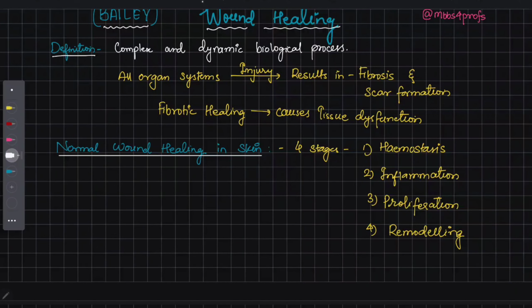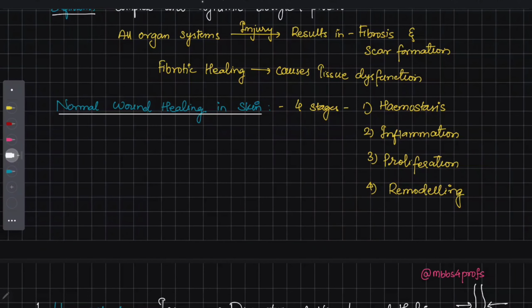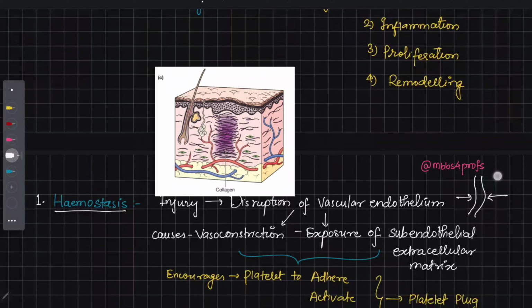Now we will study how normal wound healing takes place in the skin. Normal wound healing takes place in 4 stages. First is hemostasis, second is inflammation, third is proliferation, and fourth is the remodeling phase.